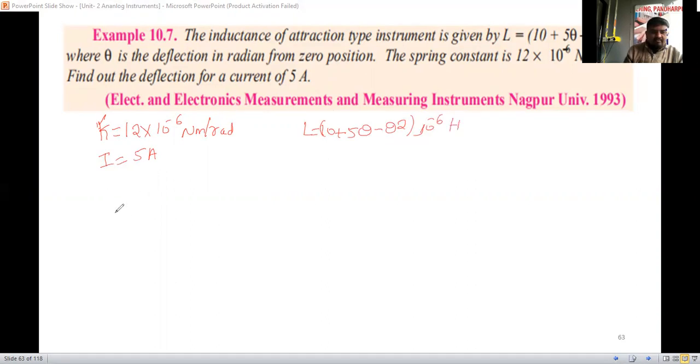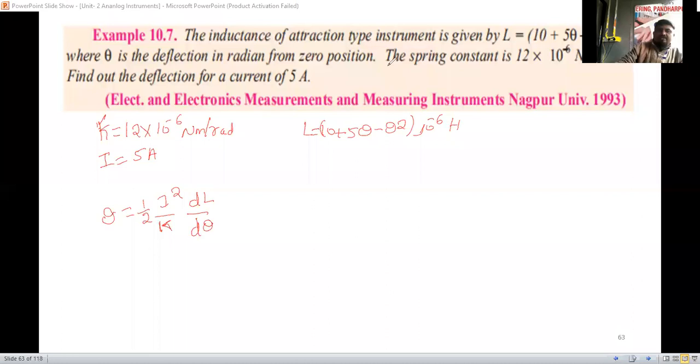Okay, what is the formula for theta? Theta equal to 1 by 2 I square by K dL by d theta. Yes, we have derived this one in the torque equation. Is it audible or not? Yes, sir. So this formula we have already derived in the torque equation of the moving iron instrument.